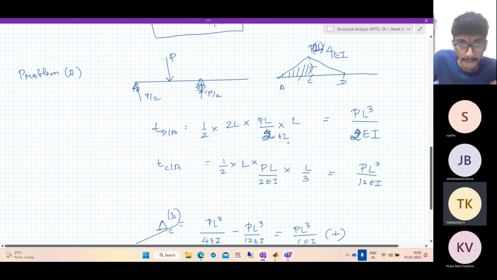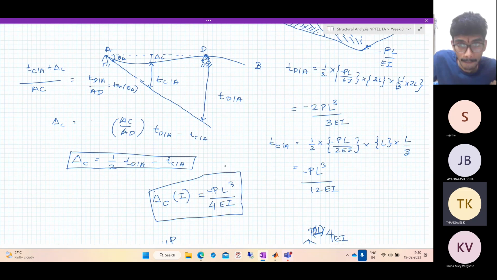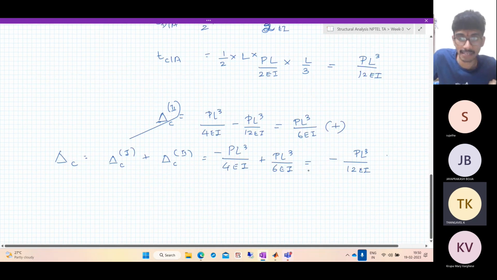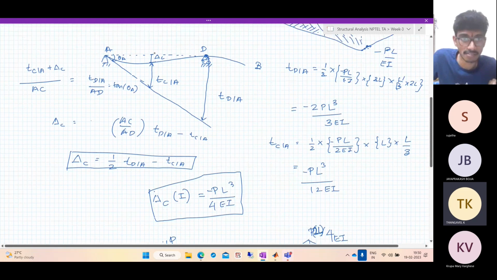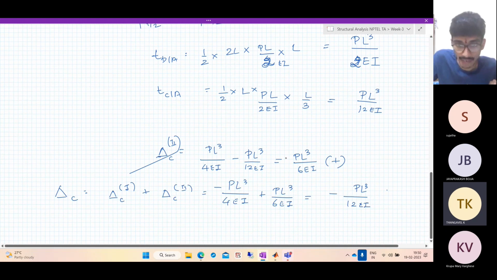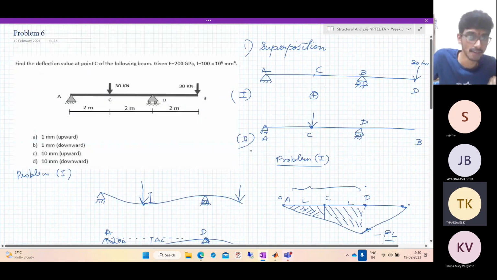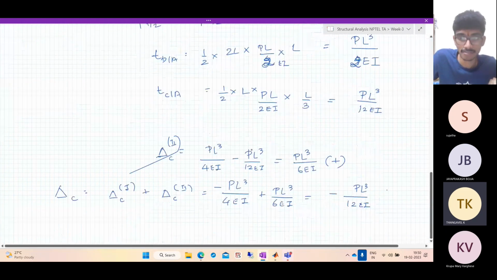Let me check once. So tC with respect to A is fine, it can be negative. If it's negative, it means our assumed direction is wrong. We assumed delta C downwards, so if we are getting negative, it means our assumed direction is wrong and it is upwards. So let us see what the value is.